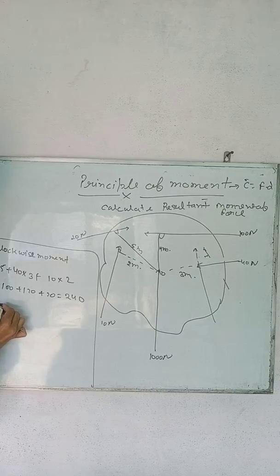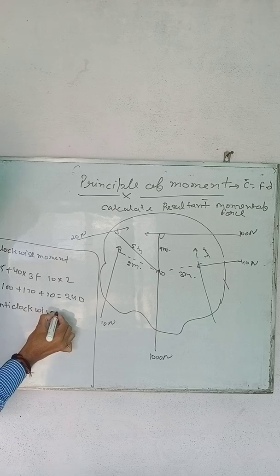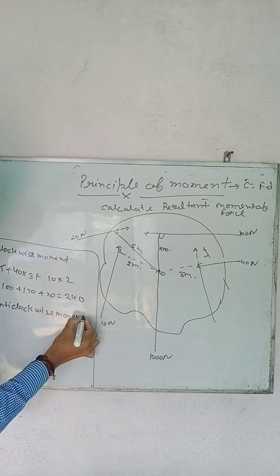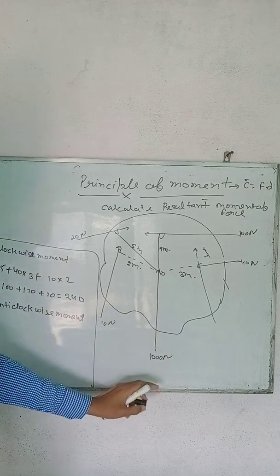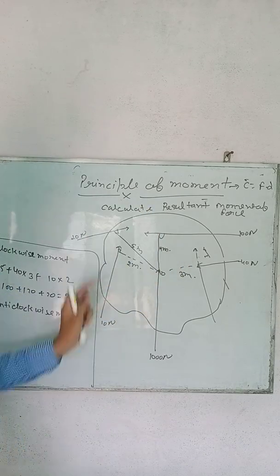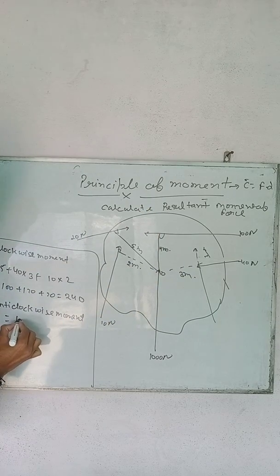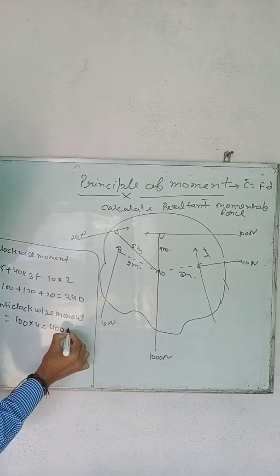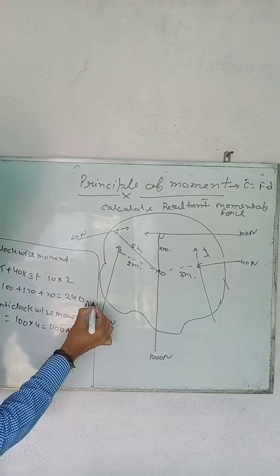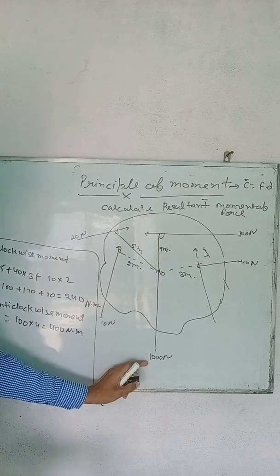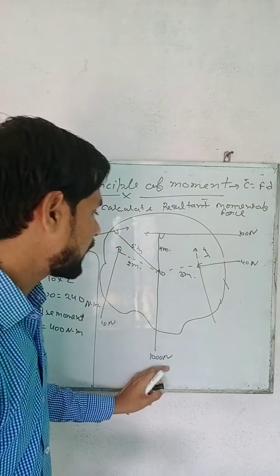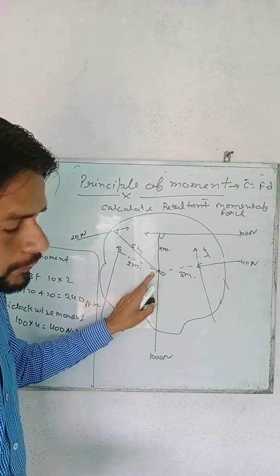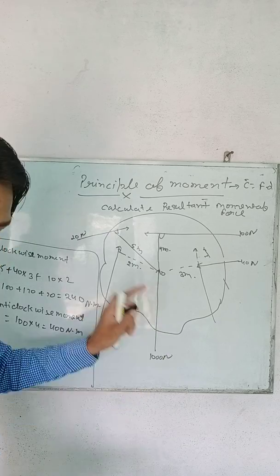Anticlockwise moment. Only one force of 100 Newton is anticlockwise. Then 100 into 4, equal to 400 Newton meter. The 1000 Newton force acting at the center, so its resultant moment is 0.